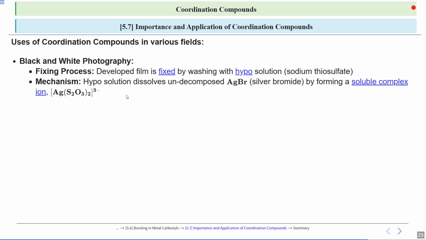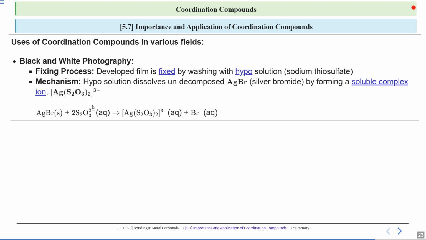This dissolves undecomposed silver bromide by forming the soluble complex ion of silver. So AgBr plus 2 S2O3 2-, and this is going to form the complex [Ag(S2O3)2]3- plus bromide ions. So this is the mechanism involved in the fixing process in black and white photography, where we are using a coordination entity.